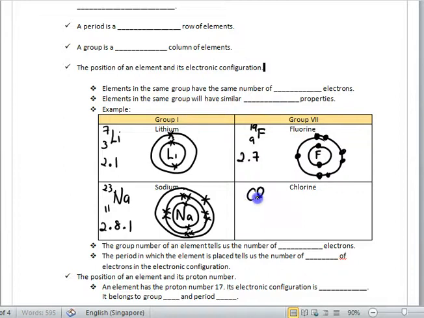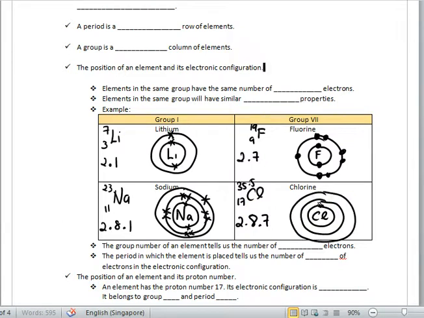And the last one we have chlorine, 35.5, 17. Electronic configuration, look at the number inside here. So this is 2.8.7. Chlorine has 3 electron shells, with 17 electrons: 2, 8, 7. So these are the electronic structures of your lithium, sodium, fluorine, and chlorine.